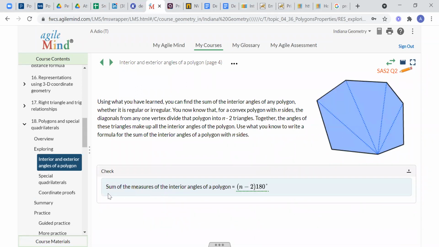So this is the beautiful formula. The sum of the measure of the interior angles of a polygon is always n minus 2 times 180. So if you are given any kind of polygon, be it a billion sides, don't be afraid of the number of sides. Always do the number of sides minus 2 times 180.